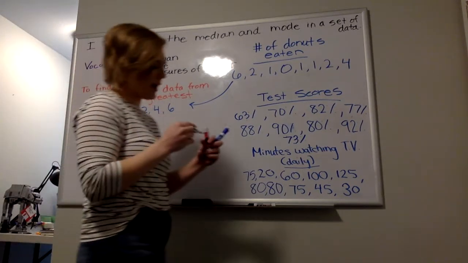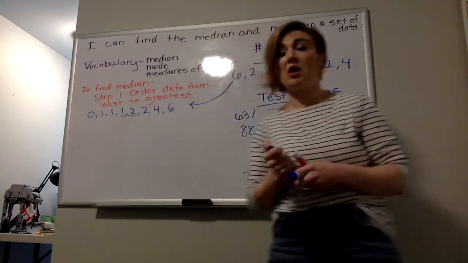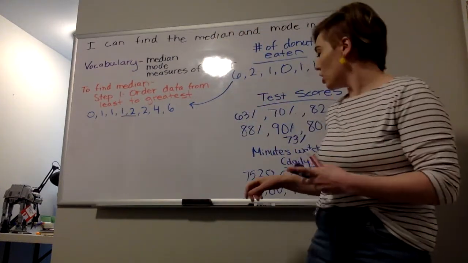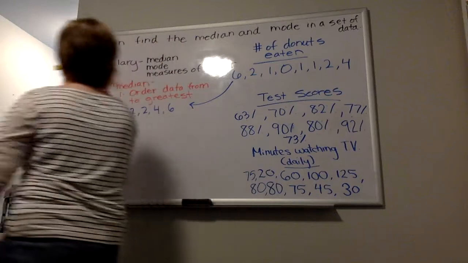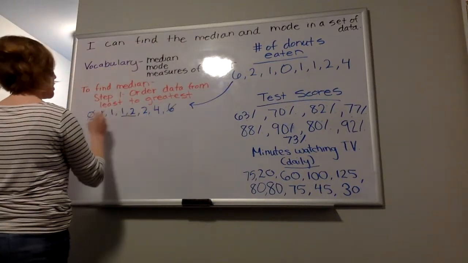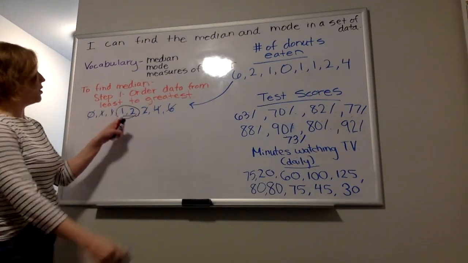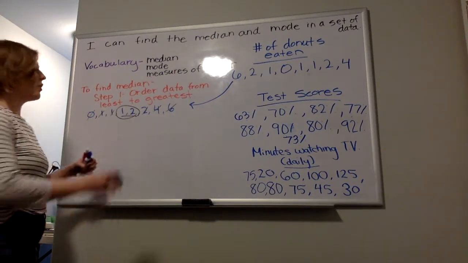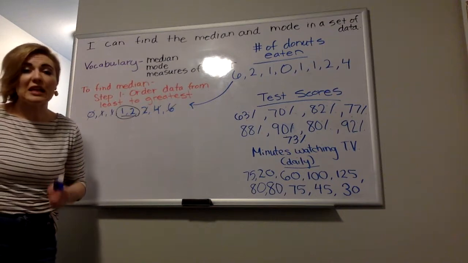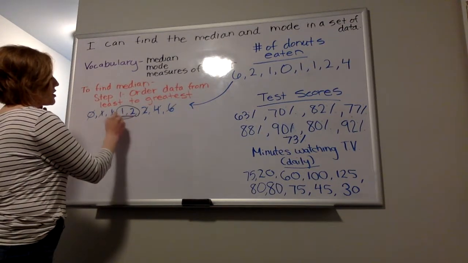The strategy that I have done for the longest time is I actually just cross them out. So I'm going to cross them out. Smallest, largest, smallest, largest, smallest, largest. And again, I get that middle 1 and 2. However, that is not what the median is. I need to find the average of these two numbers.